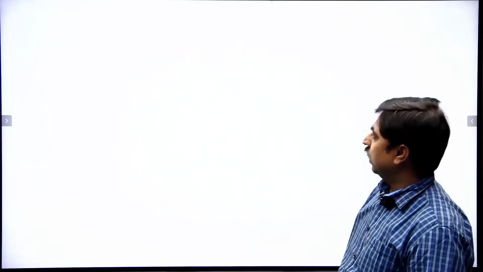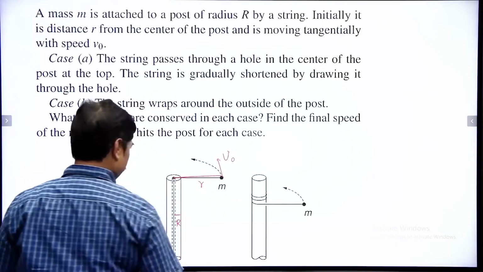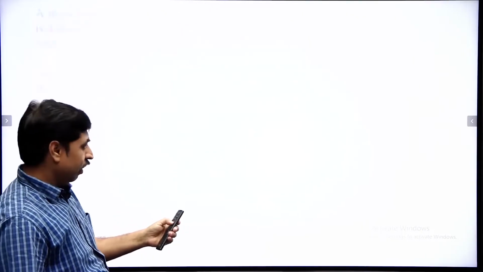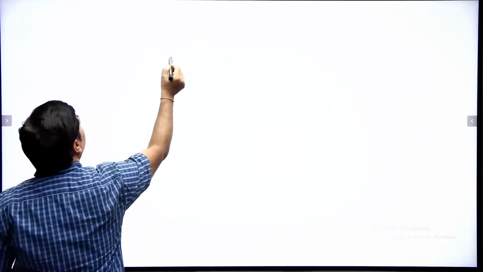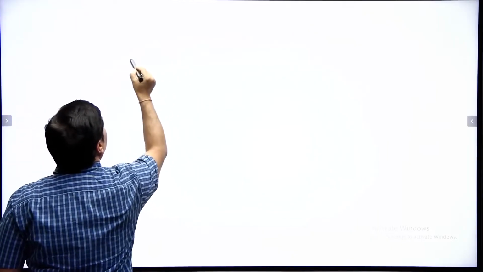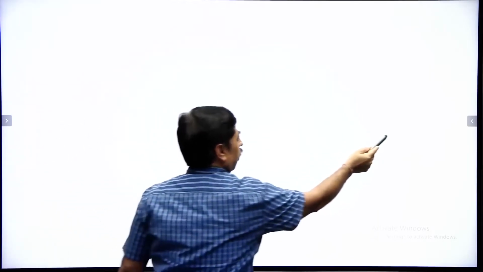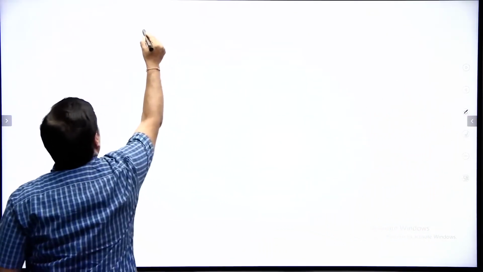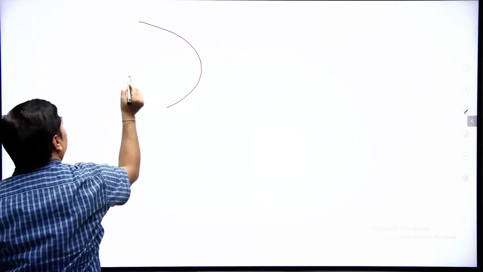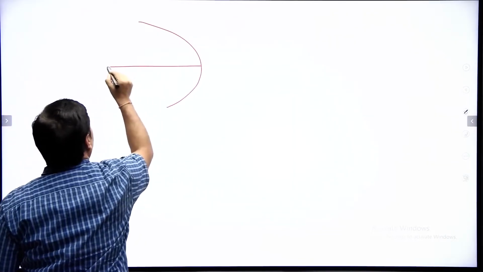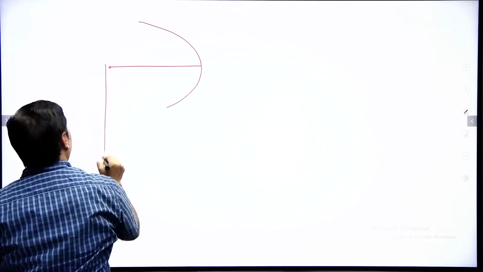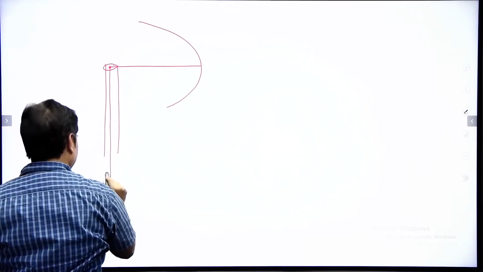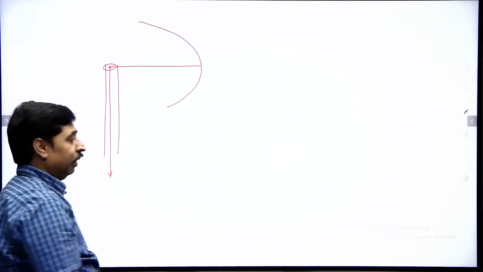Now students, I will use this diagram only, I think it is visible. Okay, I will draw a bigger one. In the first case, the mass is going in a horizontal circle like this, and you can just pull this string through this pipe. Now what will be happening?